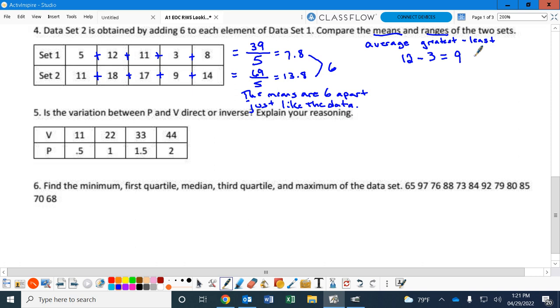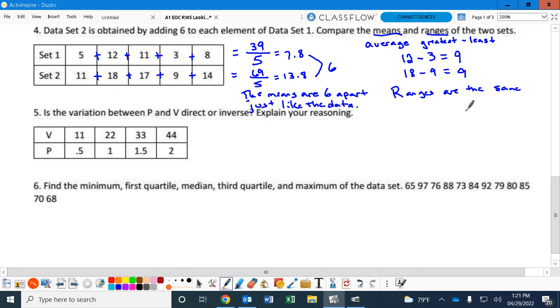Okay, what's the greatest on the bottom? 18. What's the least on the bottom? 9. The range is 9. Which means the ranges are what? Same. The ranges are the same. That's it.